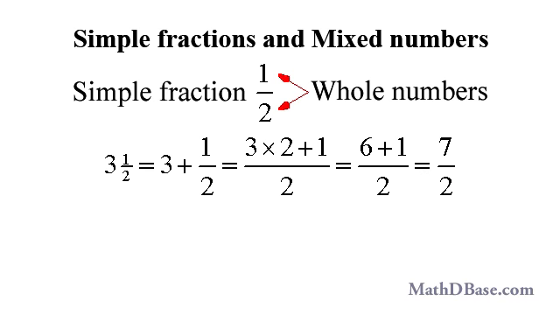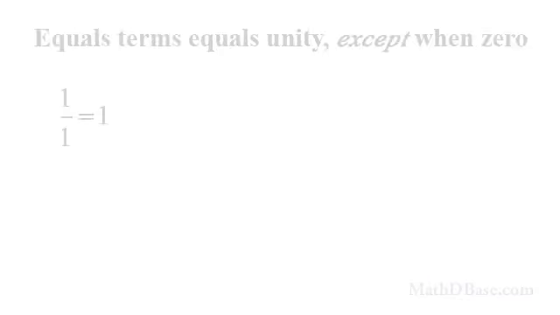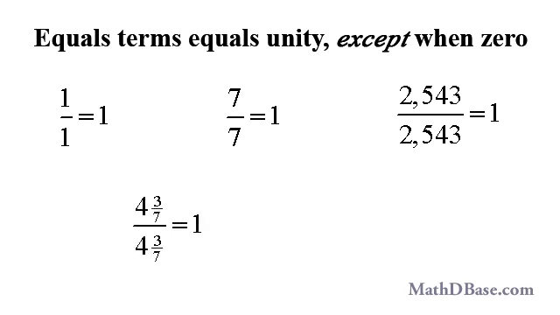To convert the mixed number 3 1/2 to an improper fraction, multiply the whole number by the denominator, add the numerator to that result, then place all of that over the denominator. Or 3 times 2 plus 1 over 2, which equals 7 over 2. 2 1/5 as an improper fraction is 2 times 5 plus 1 over 5, or 11 over 5. Any fraction in which the numerator and denominator are equal is equal to 1, except when the terms are 0.